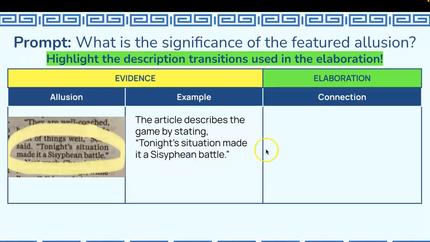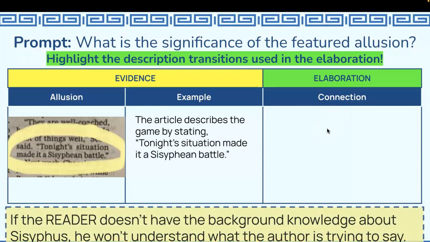Now I have to explain what's the connection. What is the actual allusion here? If the reader doesn't have the background knowledge to understand who Sisyphus is, he's not going to understand why this writer decided to say tonight's situation made it a Sisyphean battle. So Sisyphus was a king who angered Zeus in some way. And as punishment, in the underworld, he had to push this big boulder up a hill.